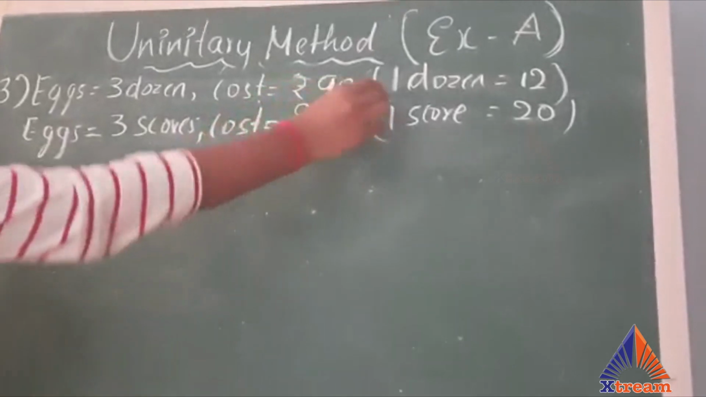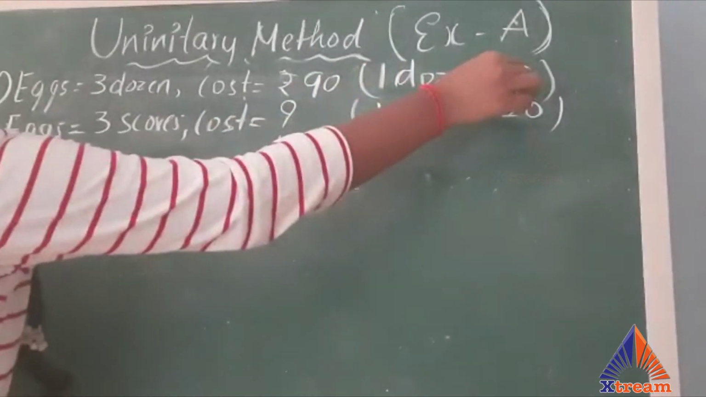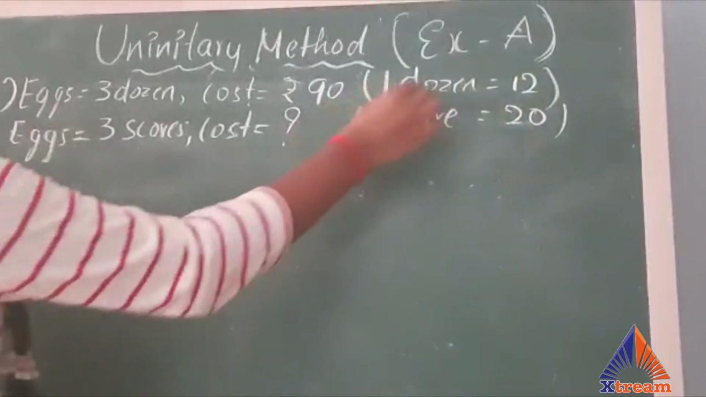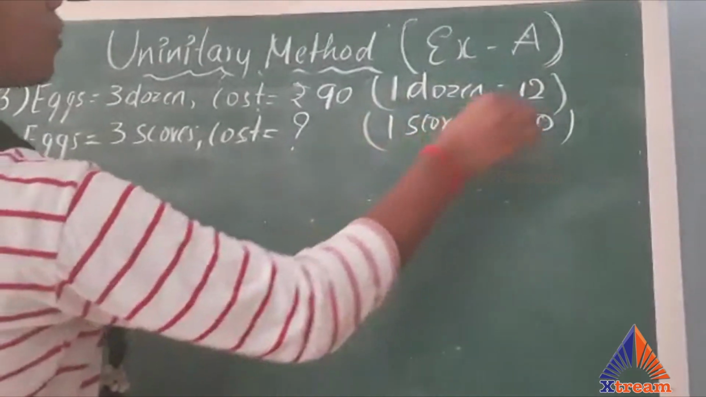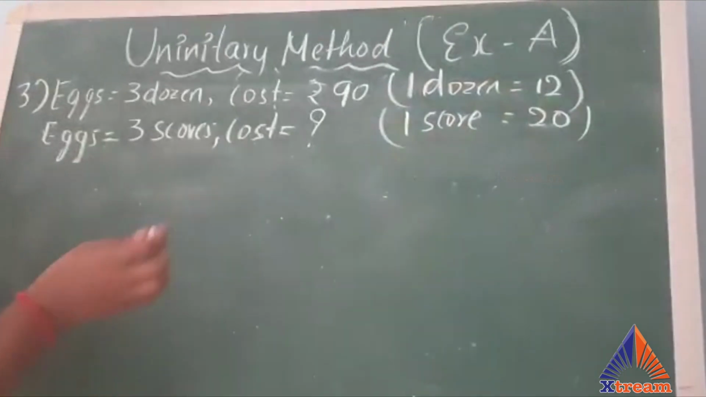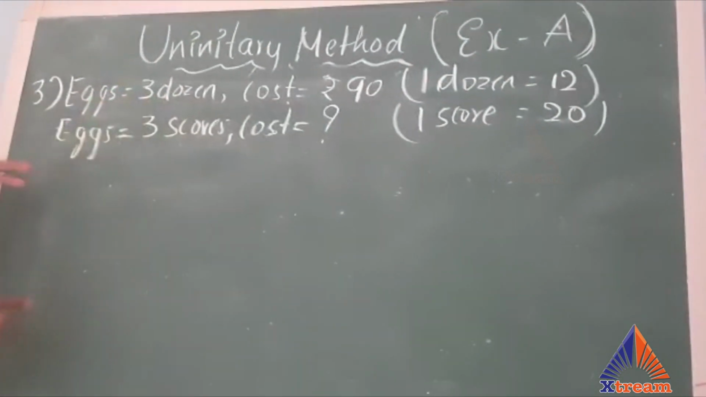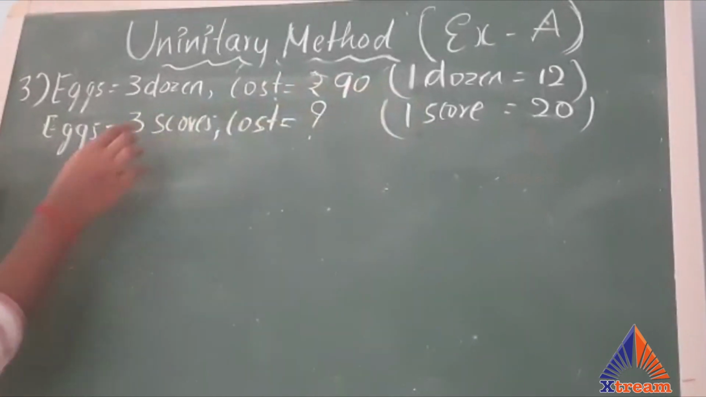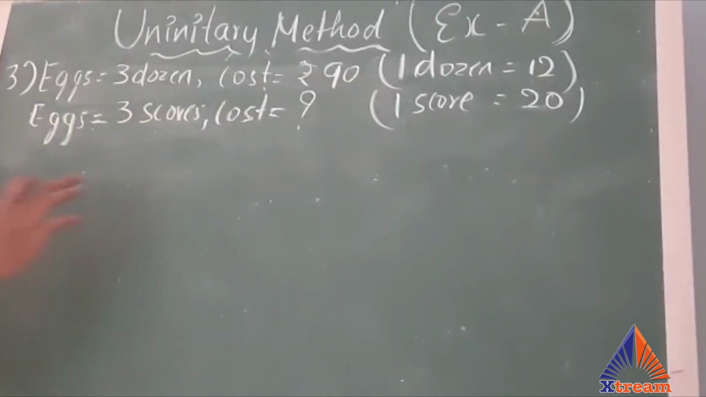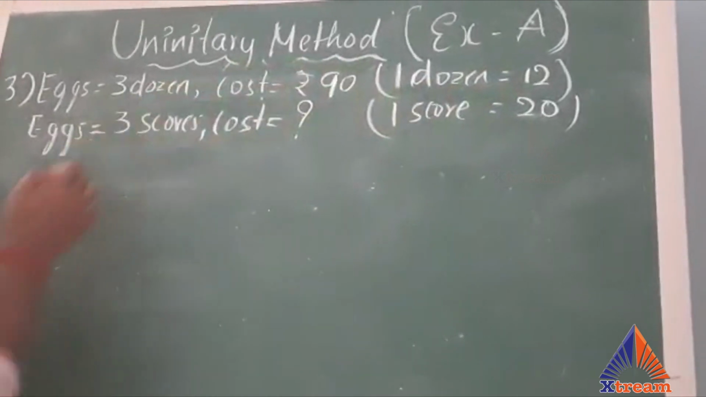So here 1 dozen is nothing but 12 eggs. Not only eggs, 1 dozen is nothing but 12. The value of dozen is 12 and the value of score is 20. So first we need to multiply as they are not in the perfect number. So they are just the values, right? So they have given here the values. So we need to multiply with these values first.